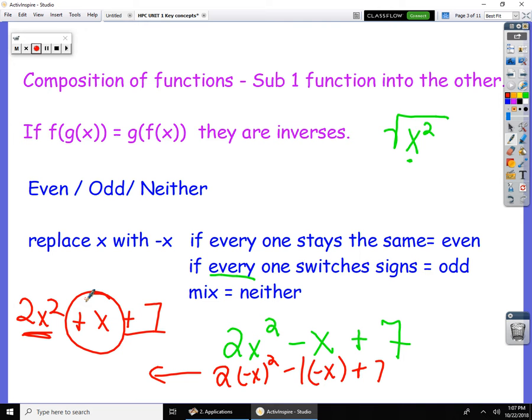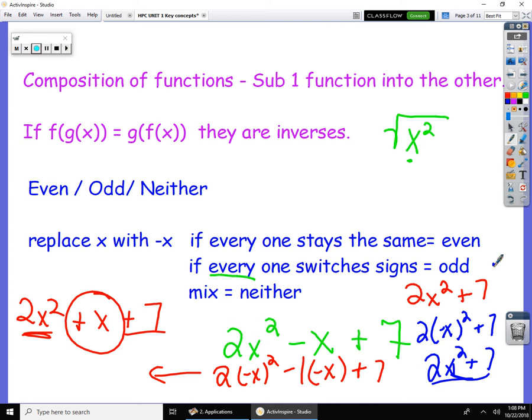Now, let's pretend I've given you the equation 2x squared plus 7. So when we look at this, 2 times a negative x squared plus 7 is 2 times x squared plus 7. My new equation equals my original, therefore it is even. Good? Okay.